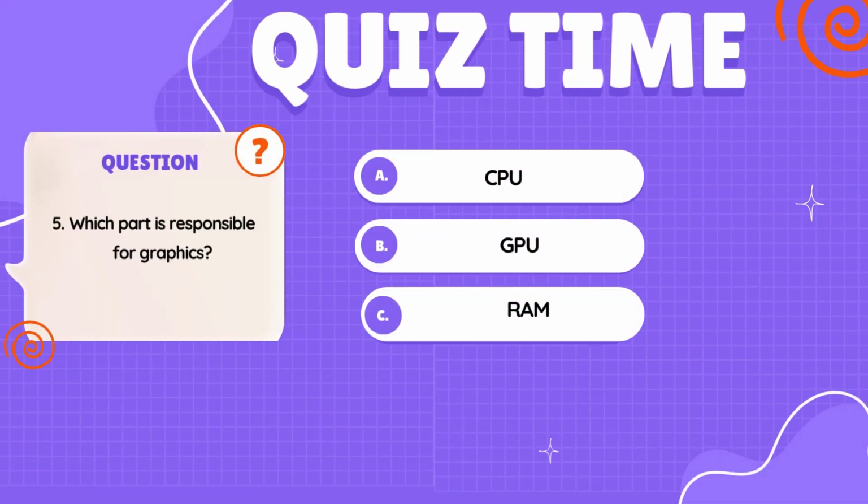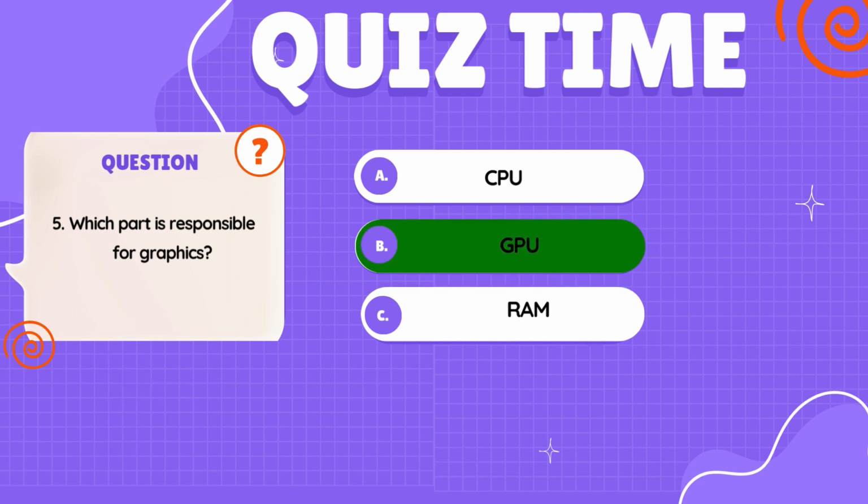Which part is responsible for graphics? A. CPU. B. GPU. C. RAM. The correct answer is B. GPU. It stands for Graphics Processing Unit.